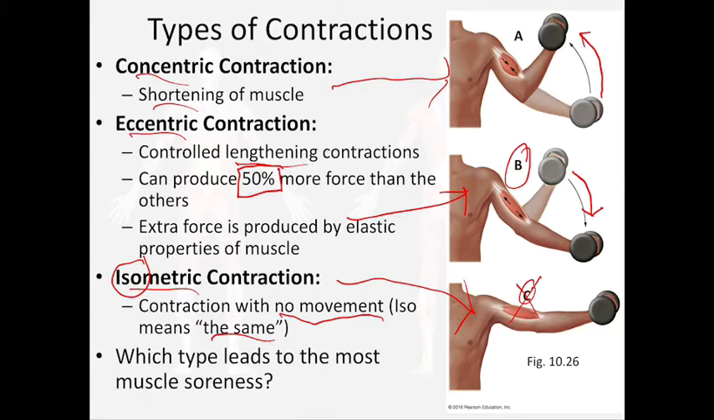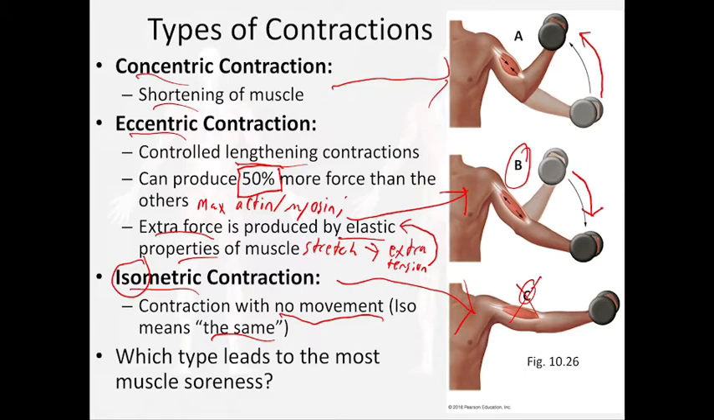The reason for that is we're using the maximal ability of actin and myosin. But the other very important part of muscle contraction is the extra force produced by the elastic properties of muscle. When we stretch a muscle fully, we get extra tension in the muscle because some of the proteins inside the muscle are elastic and they want to bounce back, to spring back. That puts a lot more tension on the muscle, and that's how we get so much force out of those eccentric contractions. So which one leads to the most soreness?